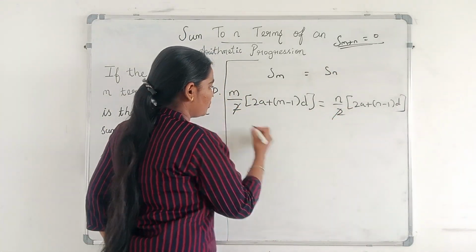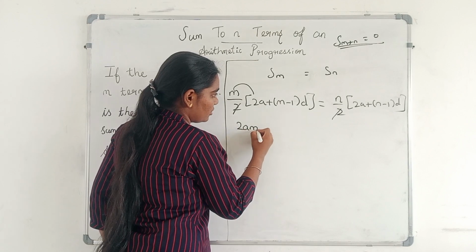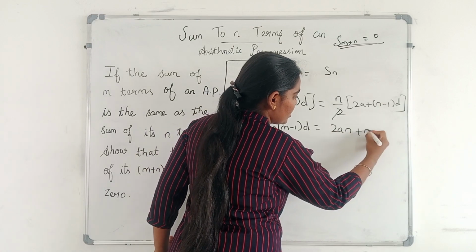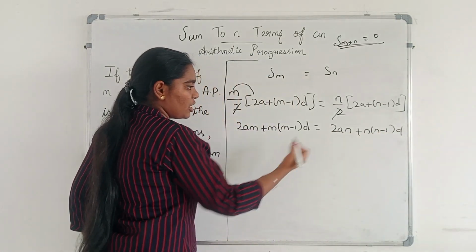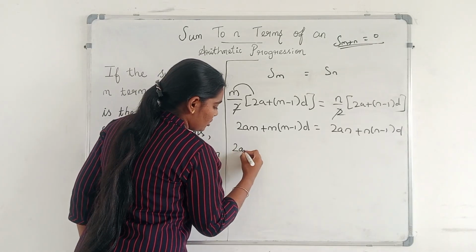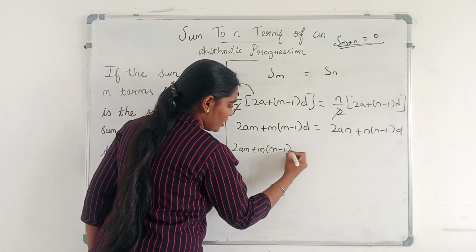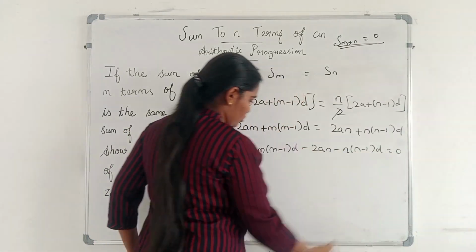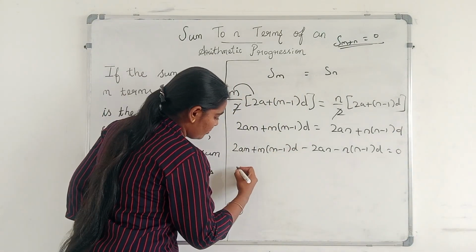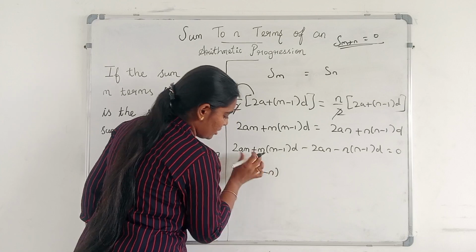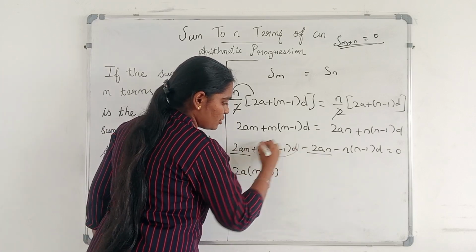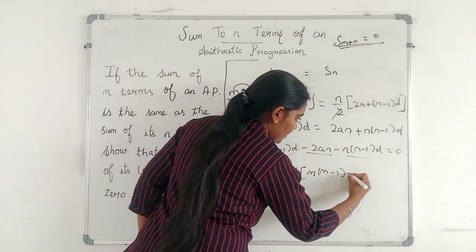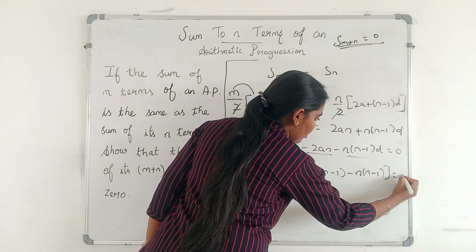So, cancel out these 2 and 2 and multiply this m inside. m into 2a plus m minus 1 d equals 2an plus n into n minus 1 into d. Now, we can move this part to the left hand side. 2am plus m into m minus 1 into d minus 2an minus n into n minus 1 into d equals 0. Next, we can do grouping: 2a into m minus n for these two values. Next, for these two values, plus d into m into m minus 1 minus n into n minus 1 equals 0.